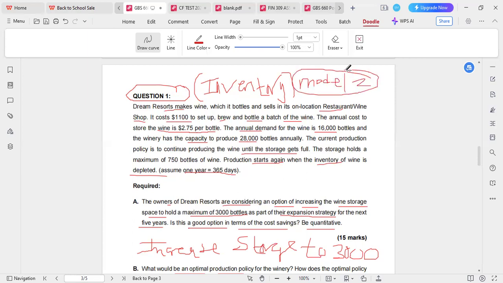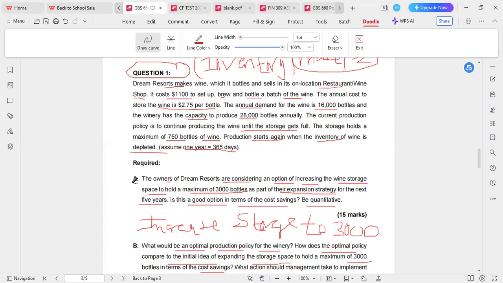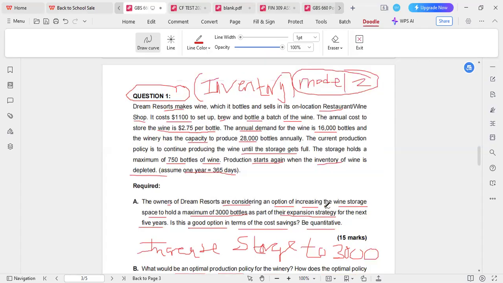Okay. And the storage holds a maximum of 750 bottles of wine. Production starts again when the inventory of the wine is depleted. Assume 1 year, 365 days. Now, the owner of Dream Resorts is considering an option of increasing the wine storage space to hold a maximum of 3,000 bottles as part of their expansion strategy for the next 5 years. Is this a good option in terms of cost saving? Be quantitative. So the information that we have here, we need to analyze.